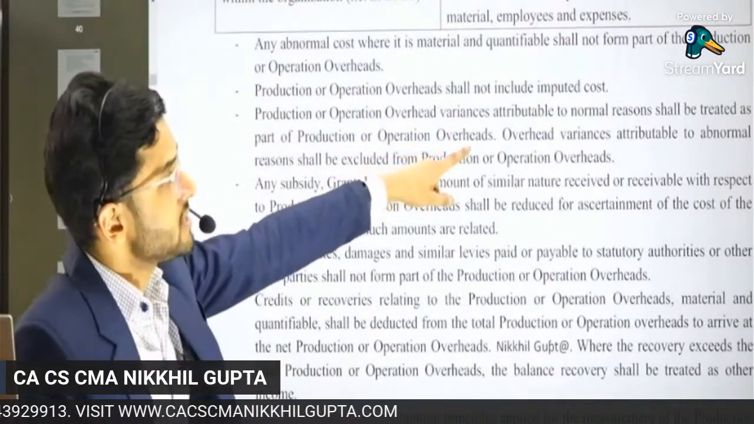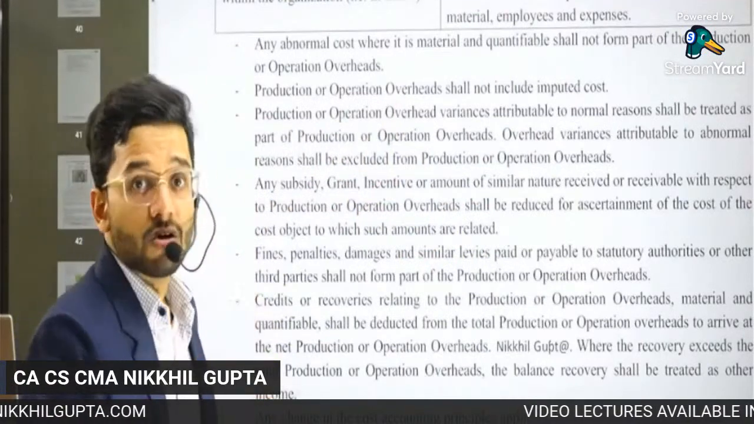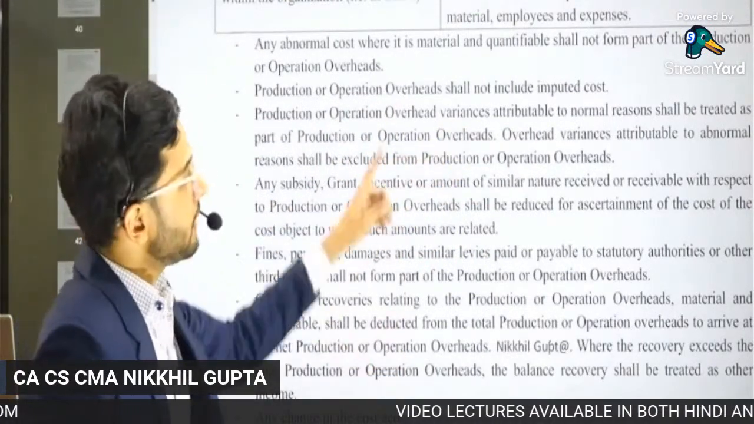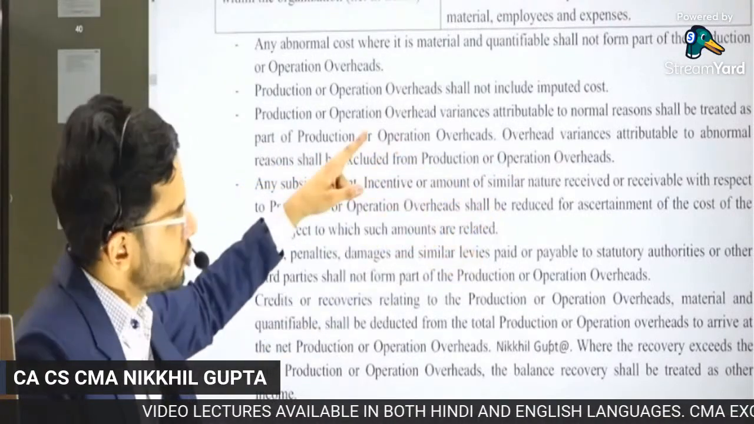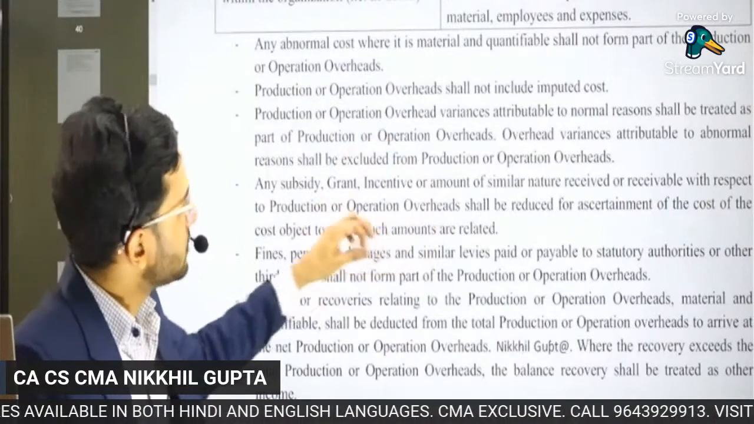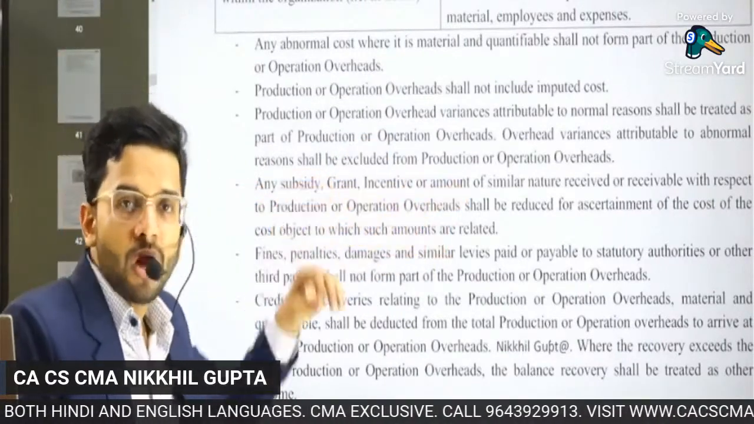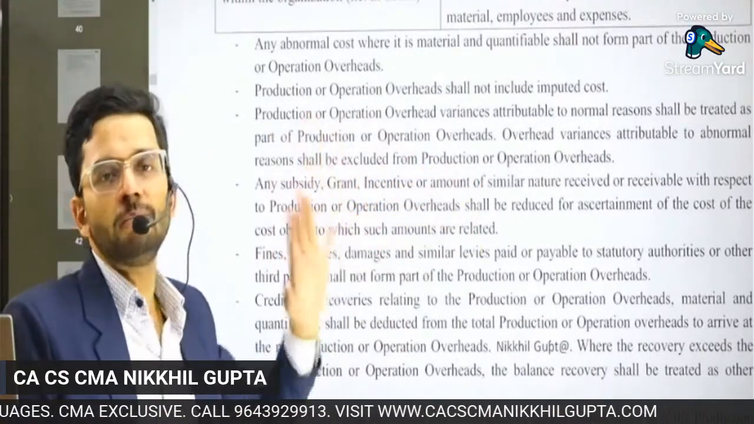Production overhead variances attributable to normal reasons. So there can be some variances. If you are using standard costing, then there can be some variances. Variances attributable to normal reasons shall be treated as part of production overhead. So normal variances should be treated as part of normal production overhead. Overhead variances attributable to abnormal reasons shall be excluded from production overheads.